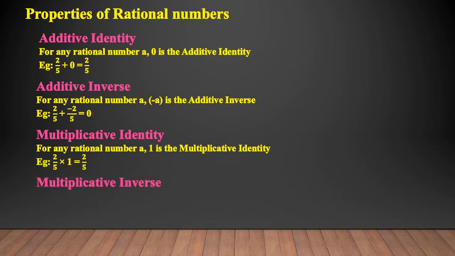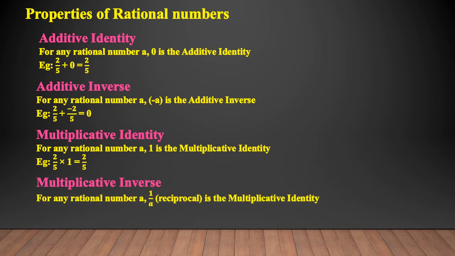Multiplicative identity: 1 is the multiplicative identity. That means when we multiply a rational number by 1, we get the same rational number. And the multiplicative inverse of any rational number a is 1 by a. That is the reciprocal. The reciprocal is the multiplicative inverse of a rational number. That is, 2 by 5 into 5 by 2 gives you 1.